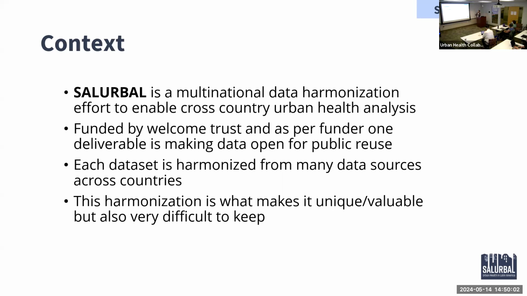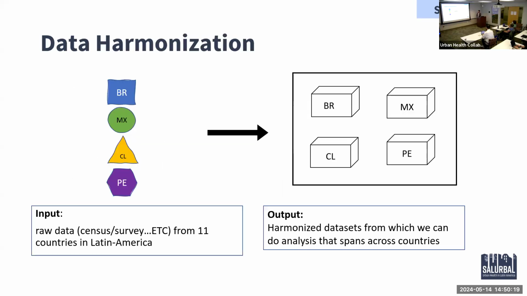And the thing with SOLAR BALL is each data set is harmonized from many different data sources across countries. And this harmonization process is what makes the data so valuable, but at the same time is what makes the stewardship and tracking of the metadata very, very different. So this schematic briefly summarizes the SOLAR BALL process. For example, we have some raw data from various countries, Brazil, Mexico, Chile, Peru. And we do this harmonization, so we standardize them into similar formats that we can do analysis.